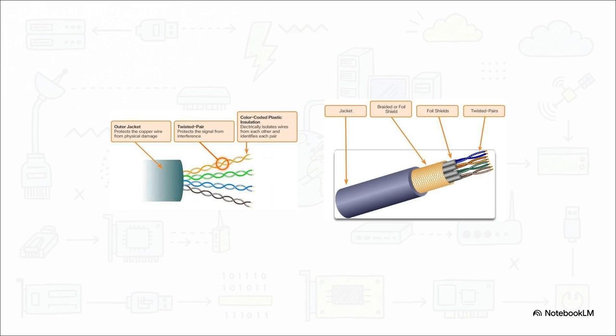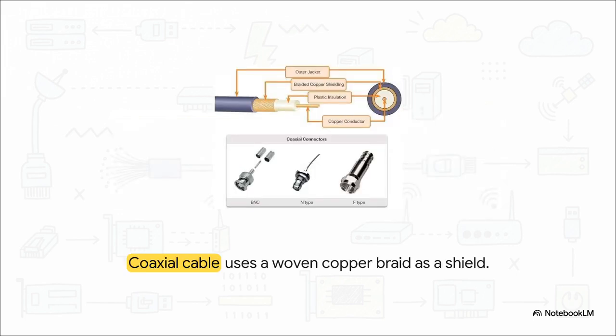Now, for environments with really heavy outside interference, you'd use shielded twisted pair, or STP, which adds a layer of metallic foil or braid to physically block outside EMI from ever reaching the wires inside. We also use coaxial cables in some scenarios. Coax wraps a central copper conductor in flexible plastic insulation and surrounds that with a woven copper braid. That outer braid is super clever. It acts as both a second wire to complete the circuit and as a protective shield against interference for the inner wire.